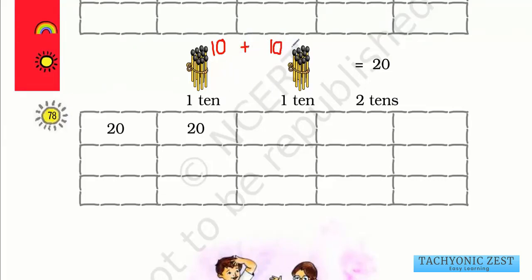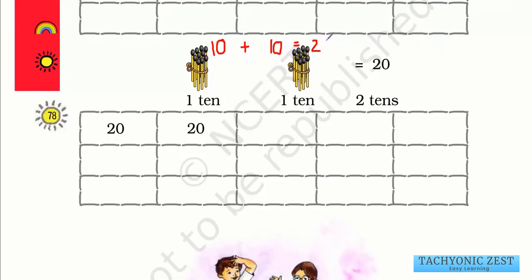So how much is 10 plus 10 equal to? So 10 plus 10 is equal to 20. Okay, but how do we find that? So now we know that this is equal to 10 and this is also equal to 10. Okay, so 10 plus 10 is equal to 20.